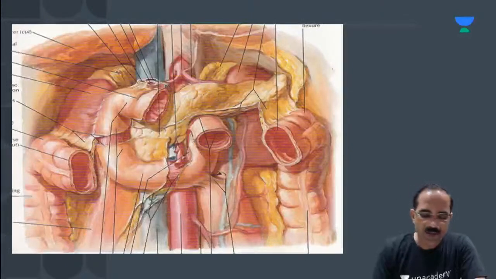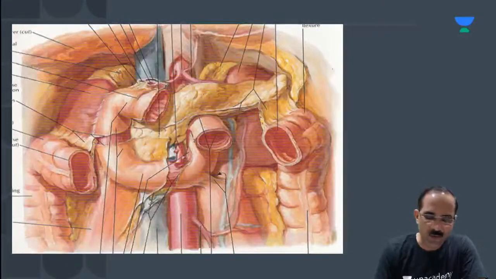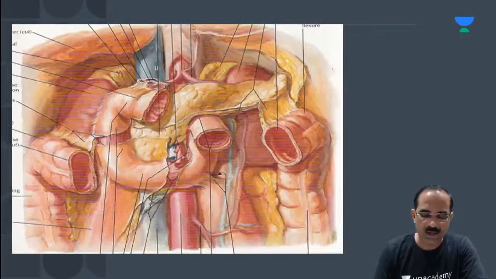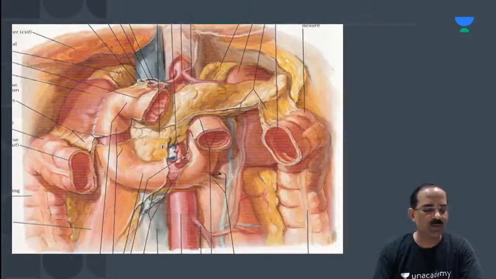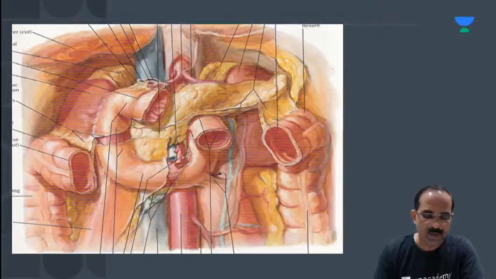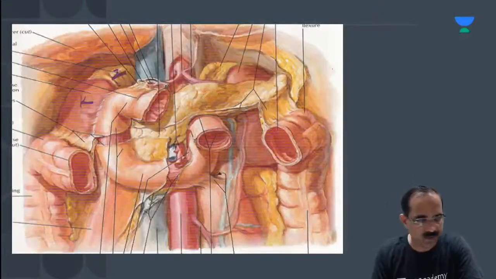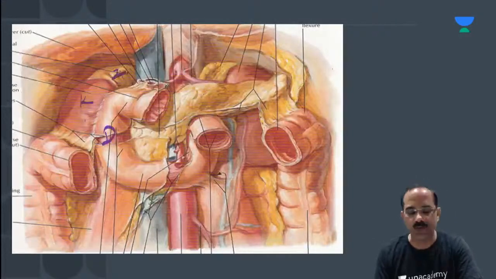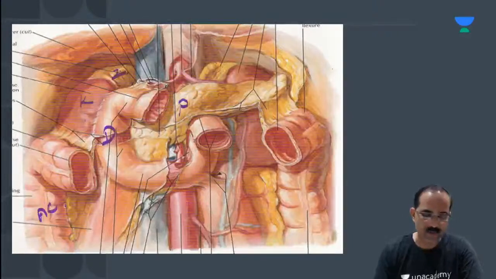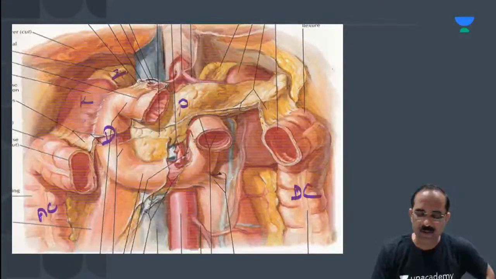Okay students, now ये सब organs आप देख रहे हो, all these organs that you're looking at, what are these organs? These are the retroperitoneal organs. Extremely important for you. So which are the retroperitoneal organs? Just have a look. First is the kidney. Second is the suprarenal gland. Kidneys, suprarenal glands, the duodenum, the pancreas, the ascending colon, the descending colon.